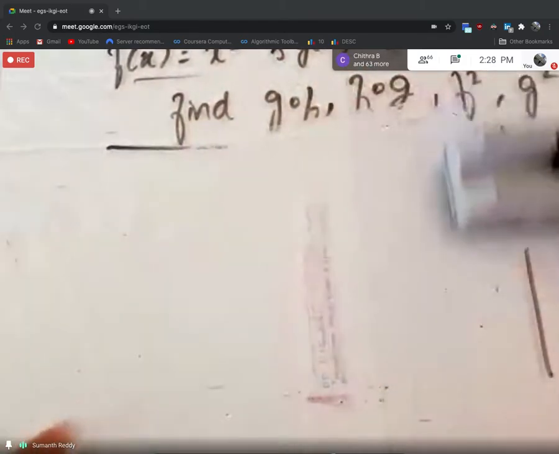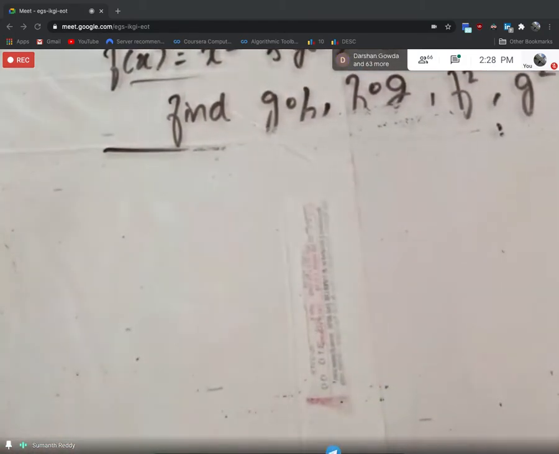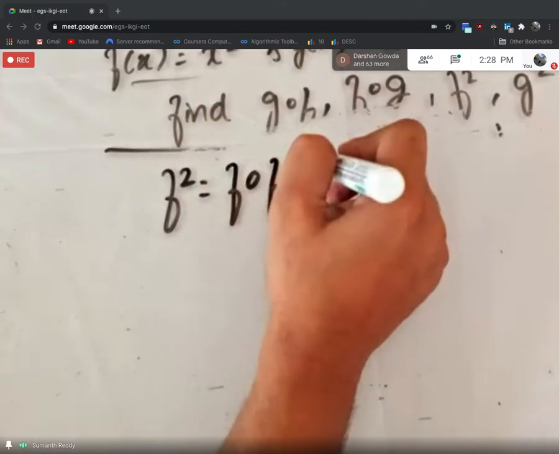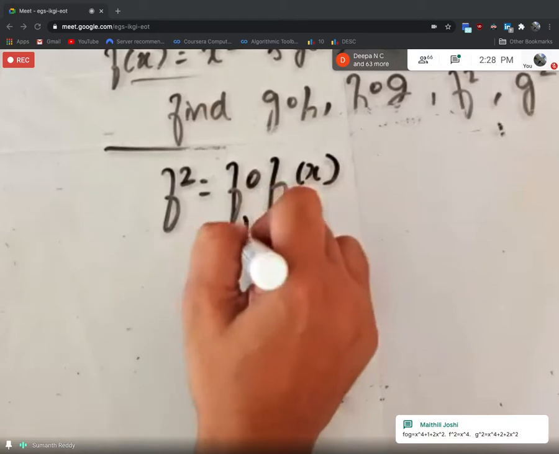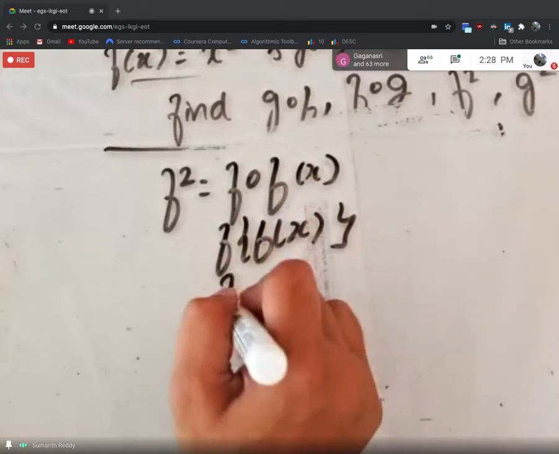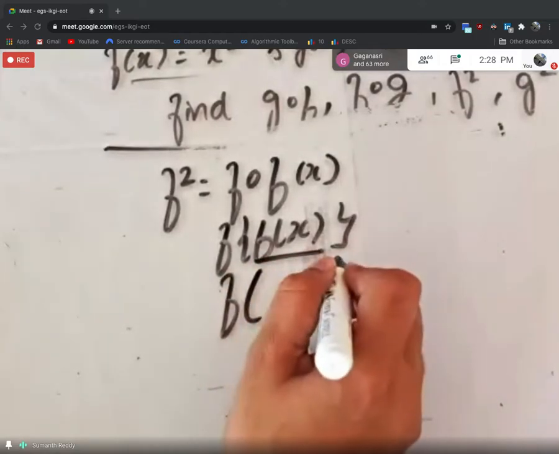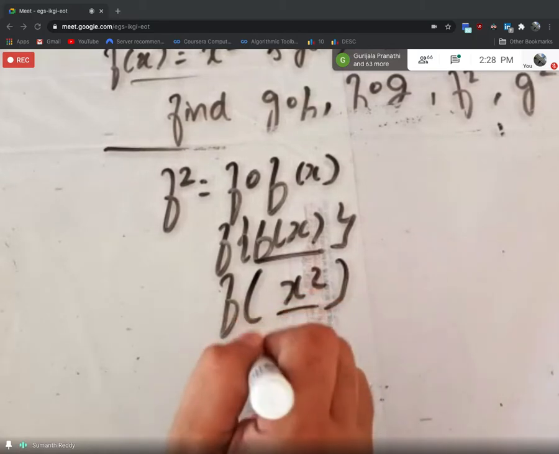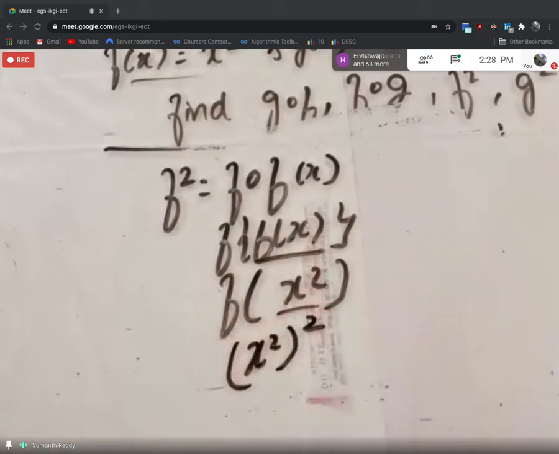I think f square and g square, already you would have solved it. So f square means this can be written as f composition of f of x, which will be equal to f applied upon f of x. So where f of x is already x square, in place of f of x I'll write x square. So f of x itself is x square, where in place of x I have x square. So this will be equal to x square whole square, that is equal to x to the power of 4.